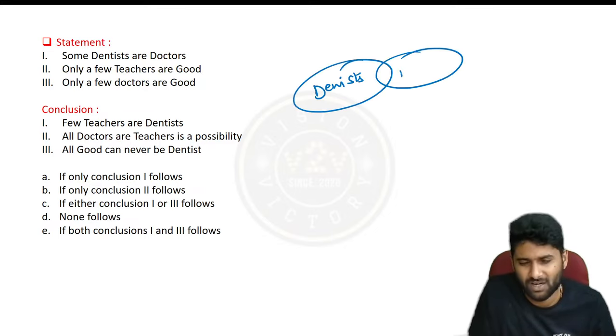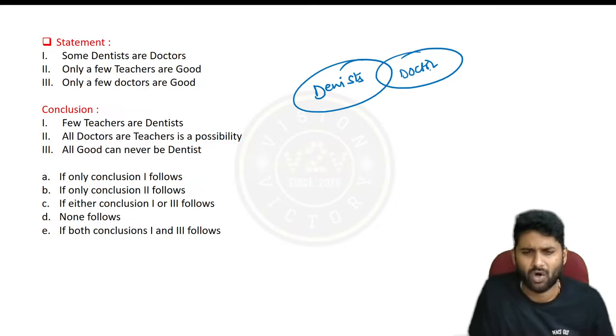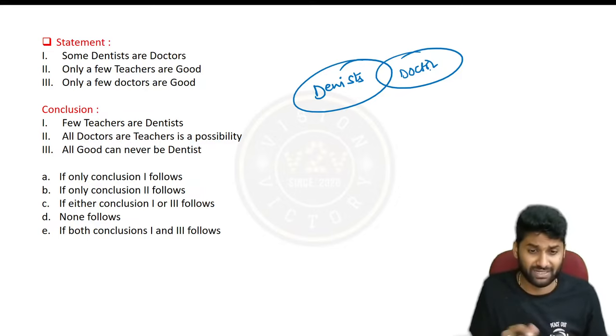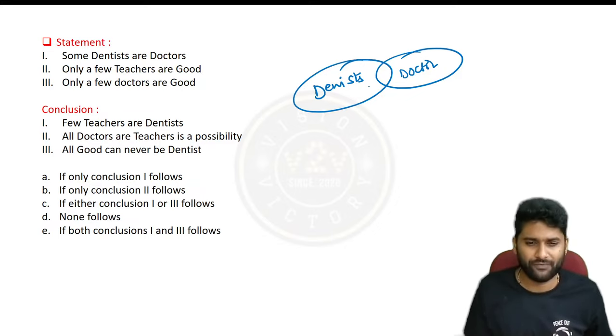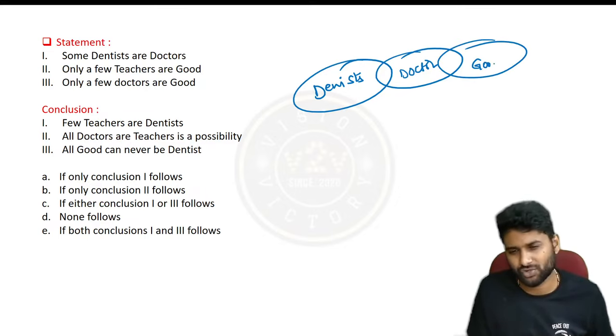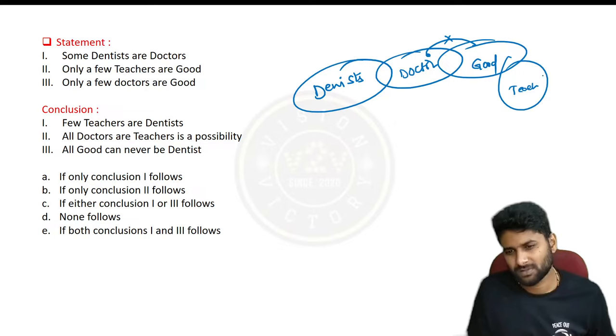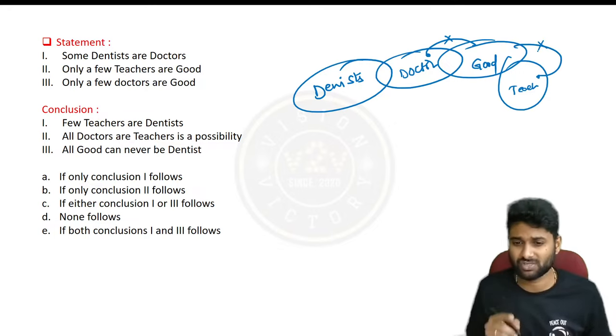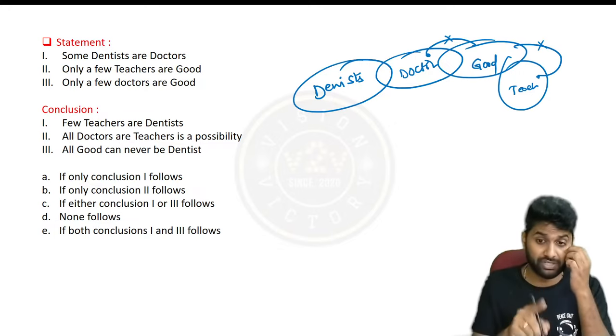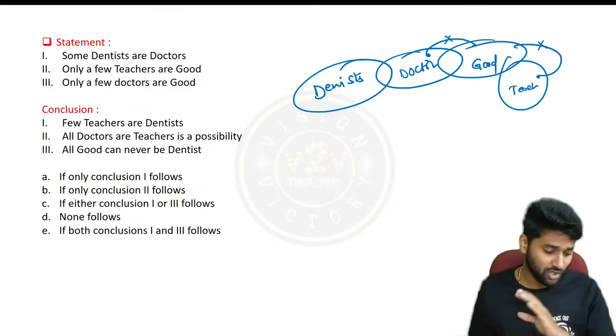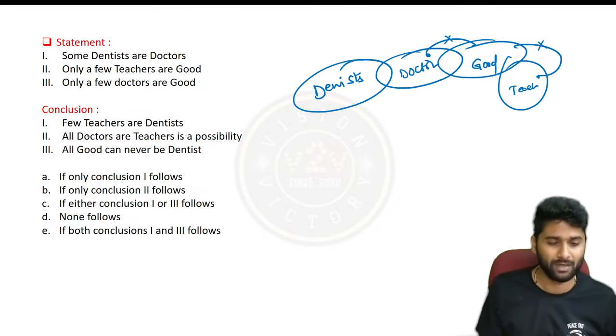Some dentists are doctors. Means all dentists can be a doctor, all doctors can be a dentist. So possibilities are there between these two options. Only few teachers are good, only few doctors are good. So you should understand that some doctors are not good, only few teachers are good. So some teachers are not good. You cannot assume all teachers into the good, but you can assume all good into the teacher. Reverse assumption is always possible.